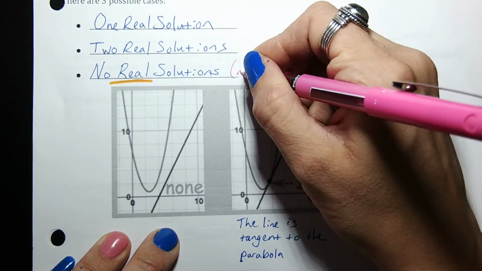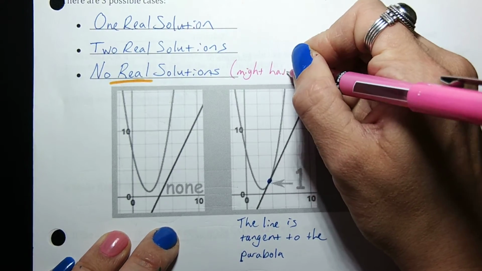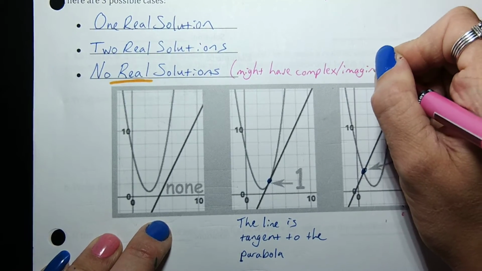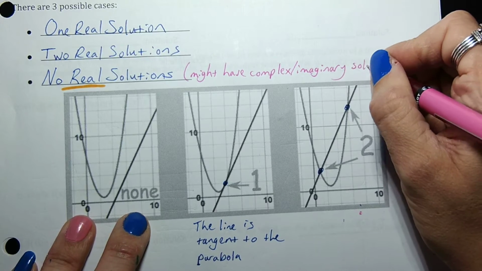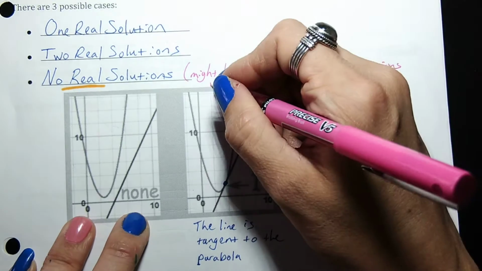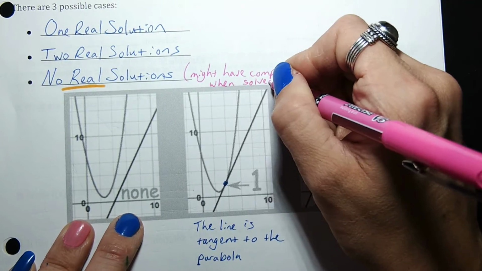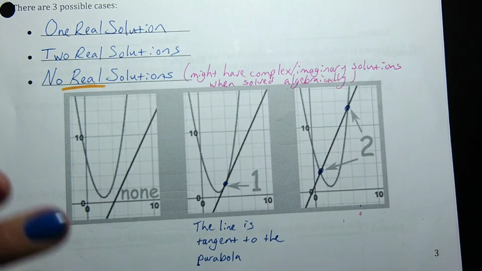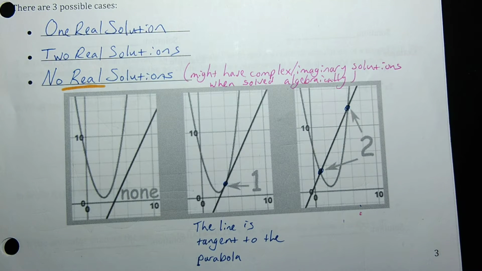So, might have complex or imaginary solutions when solved algebraically. So that's why we have to specify no real solutions, because when we solve algebraically, it might have complex solutions. Just like when we were solving quadratics for their x-intercepts, it's like, hey, it's just straight up not touching the x-axis, but using the quadratic formula, we still found that that had imaginary roots.